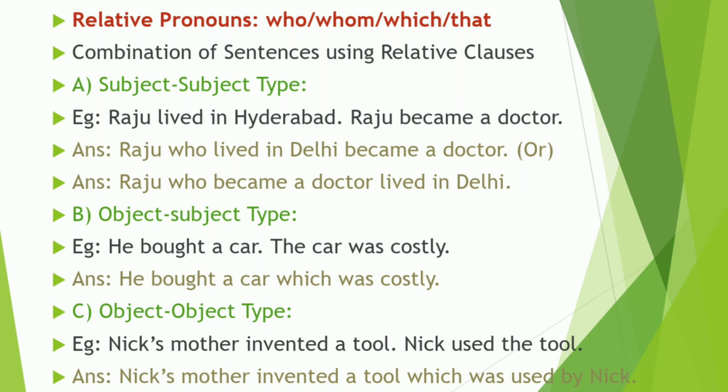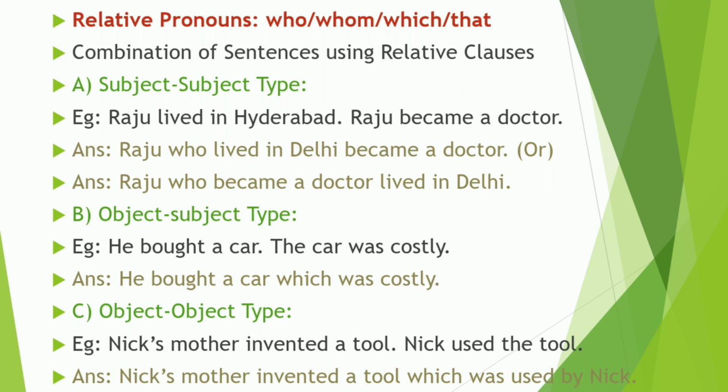Now the second case, object-subject type. Here the object of the first sentence and the subject of the second sentence have to be taken. Now look at the example sentence here. He bought a car. The car was costly. A car in the first sentence is an object, whereas the car is the subject in the second sentence. Then the answer should be: He bought a car which was costly. So the relative pronoun acts as a conjunction here. This conjunction joins both the sentences.